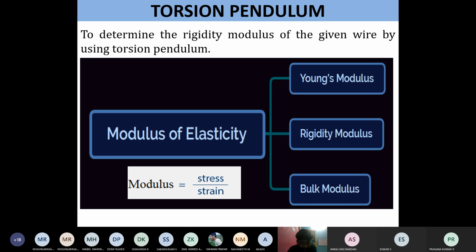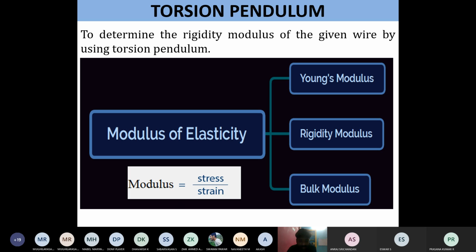Rigidity modulus: rigidity means angular changes. So for rigidity modulus, how do we write the definition? Angular stress by angular strain is the rigidity modulus. What about the bulk modulus? Bulk means volumetric changes, the change in the volume. So volumetric stress by volumetric strain is the bulk modulus.